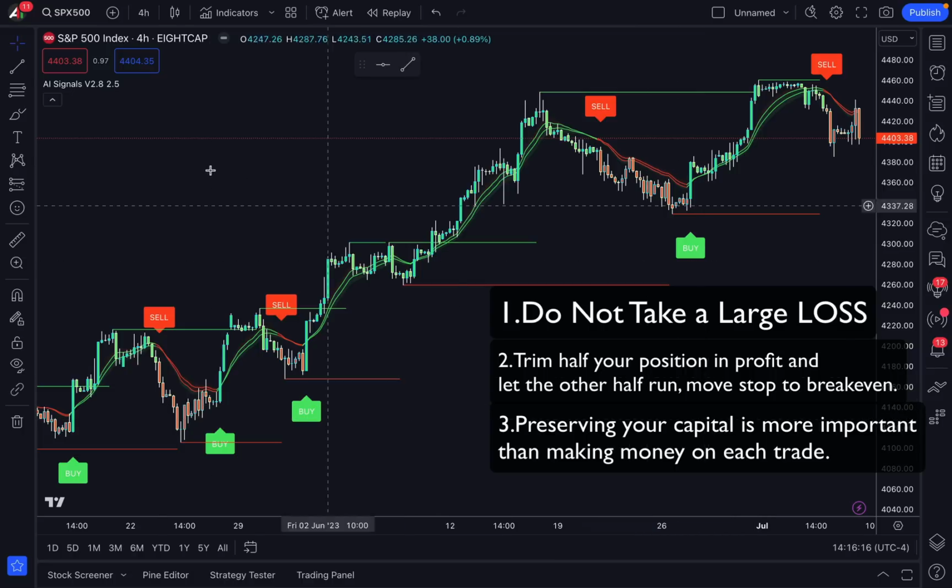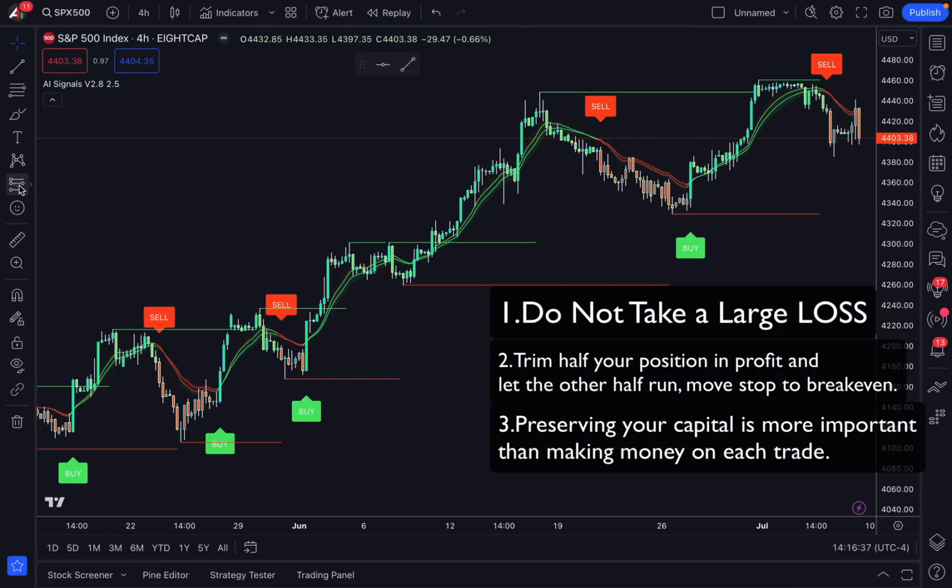So we're going to walk through some examples here. The first thing you want to do is zoom out so you're not frantically taking trades all the time. That'll help keep your emotions in check. We're here on the SPX 4 hour. And what you're going to notice is we just have normal AI signals loaded up. This is just the default setting at 2.5, and we're going to go through these trades here so we can give you an example of risk management. That way you're growing your account and not blowing your account.